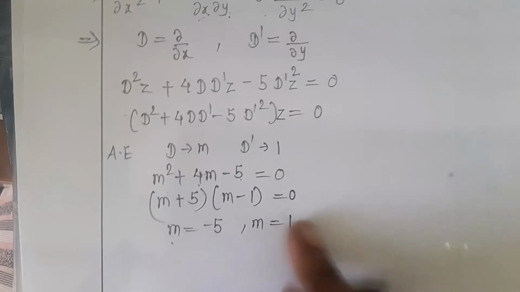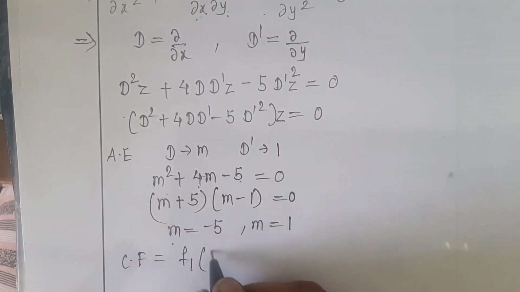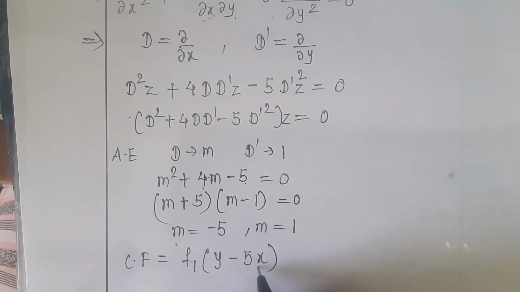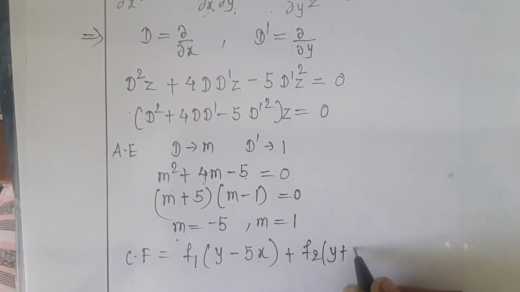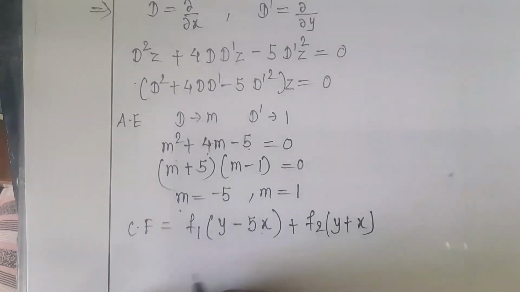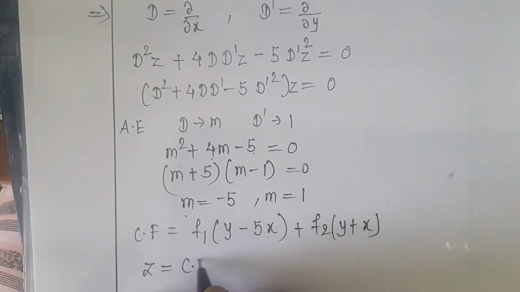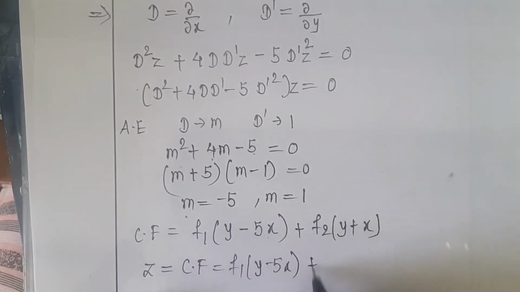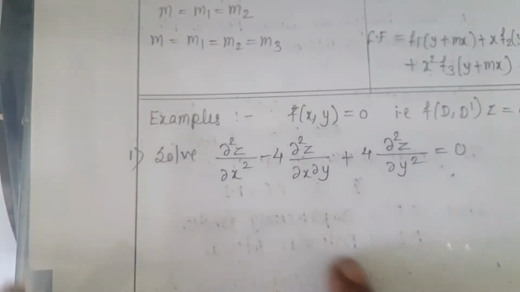If the roots are different, how do we write CF? CF can be written as f1 of y plus mx, which means f1 of y minus 5x, plus f2 of y plus 1 into x. Now the right hand side is 0, so the only solution is CF. So z is equal to CF, which is equal to f1 of y minus 5x plus f2 of y plus x.